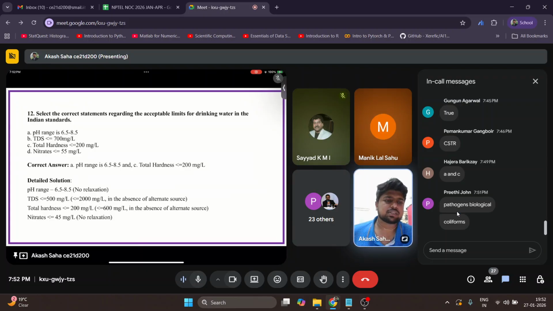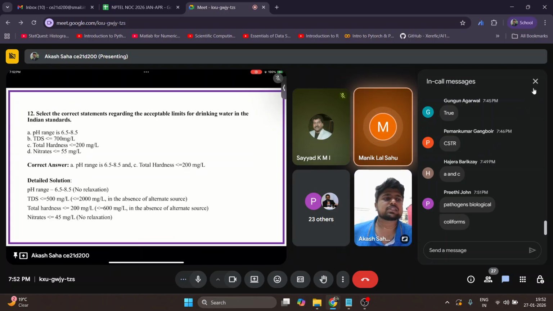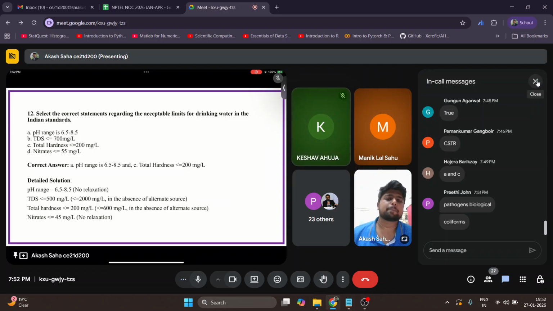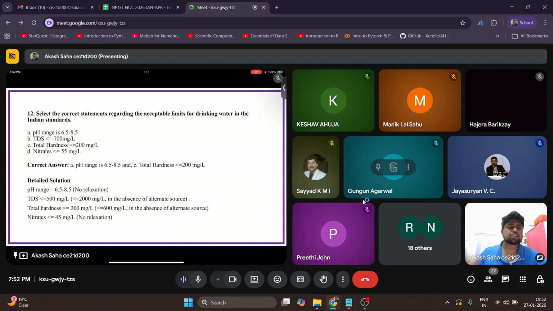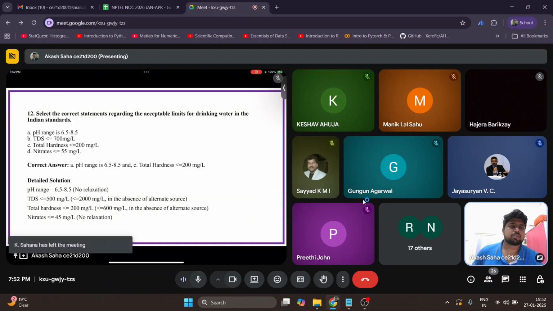Yeah, someone in the chat box has rightly answered: coliform. Only coliform will be zero. Yes, the presence of coliforms should be 0 MPN per 100 milliliter. Okay, so the unit that we use is MPN per 100 milliliter. So it should be 0. There is no relaxation for that. So if someone asks what is the most important parameter for the drinking water standard, it should be the coliforms. Okay, biological.